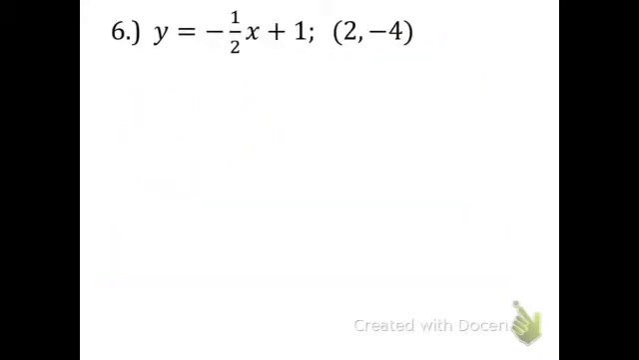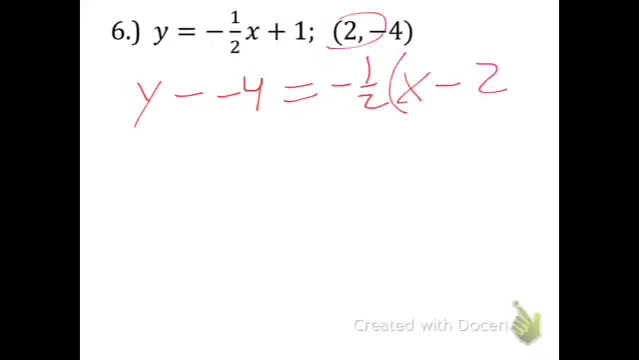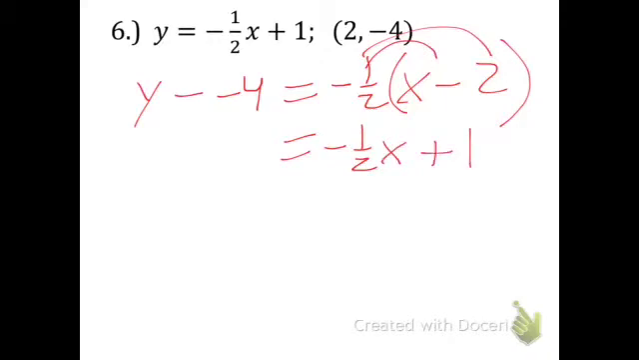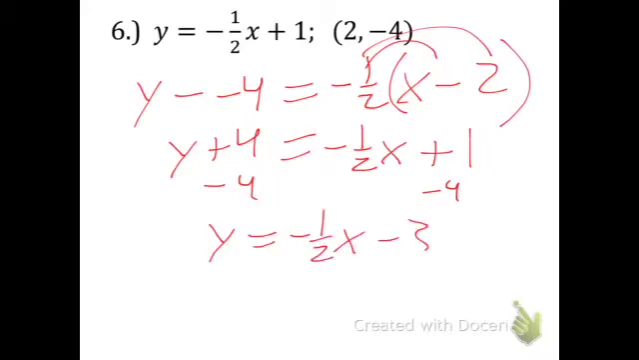Moving on to the next one, 6 here. Our original slope is negative 1/2. And so we're going to use that in our formula here. We need to do y minus our y value equals negative 1/2 times x minus the 2, the x-coordinate. And now distribute the negative 1/2 to get negative 1/2 x plus 1, because 1/2 of 2 is 1. And negative times negative is positive. Left side we're looking at y plus 4. We need to subtract 4 from both sides to get y by itself. So y equals negative 1/2 x minus 3.